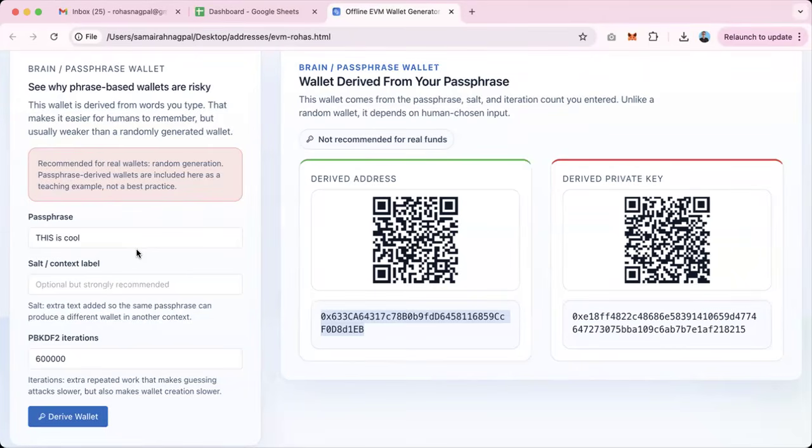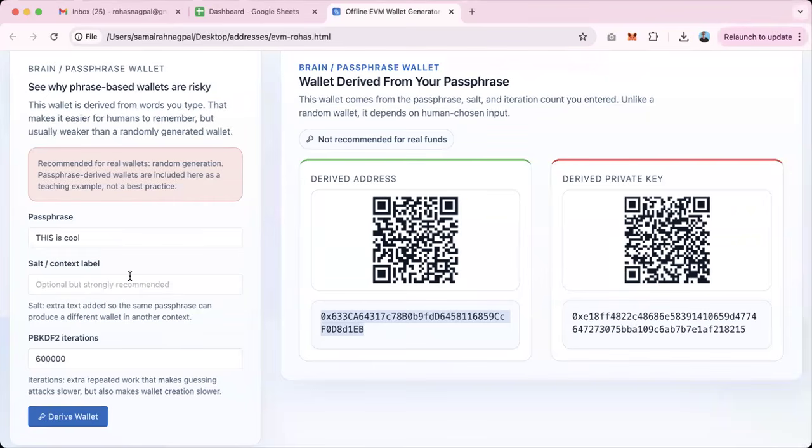But please remember, this can be broken also quite easily because then you can easily do brute force. Trying to do brute force of those 12 words is impossible as of today's technology. It will take trillions of years. But brute forcing a small sentence or a word is very easy. So while brain wallets are easy to make, they're also easy to break.